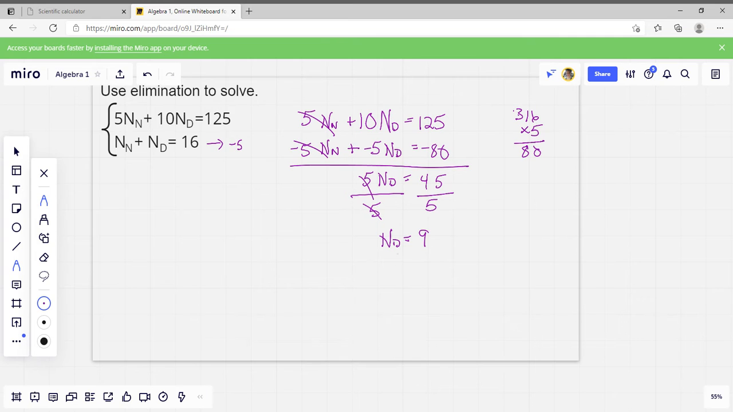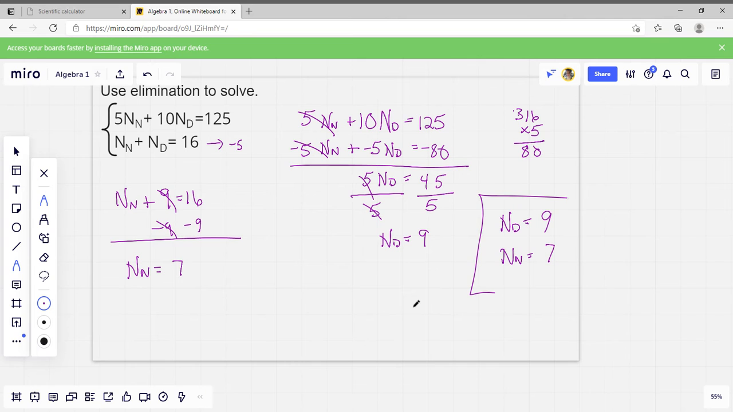So now I need to find the number of nickels. So I could say my number of nickels plus my number of dimes, which is 9, equals 16. So now I just subtract 9, and I get my number of nickels equals 16 minus 9, which is 7. Got 9 dimes and 7 nickels.